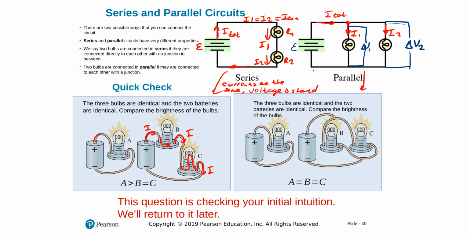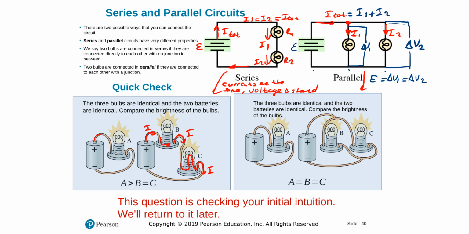All the parallel arms will have the same potential differences. So we can safely write for a parallel circuit epsilon is equal to delta V1 equal to delta V2. And they share the current. We say I total is equal to I1 plus I2.